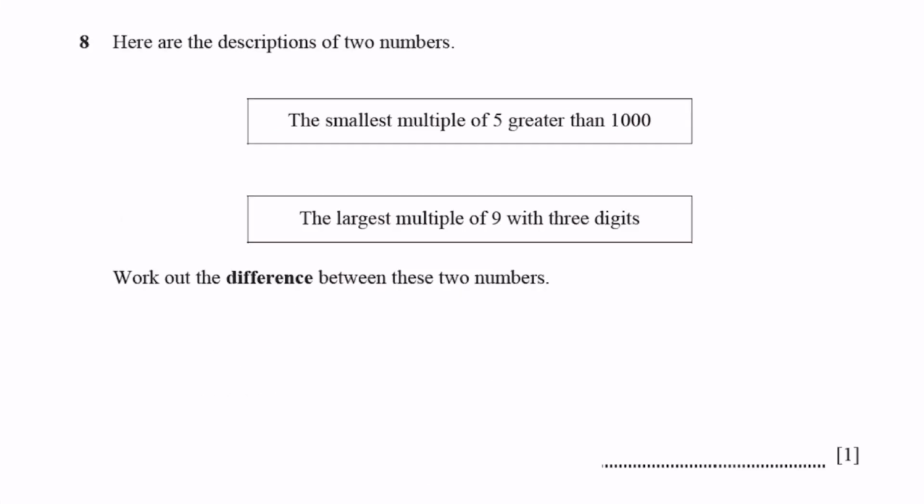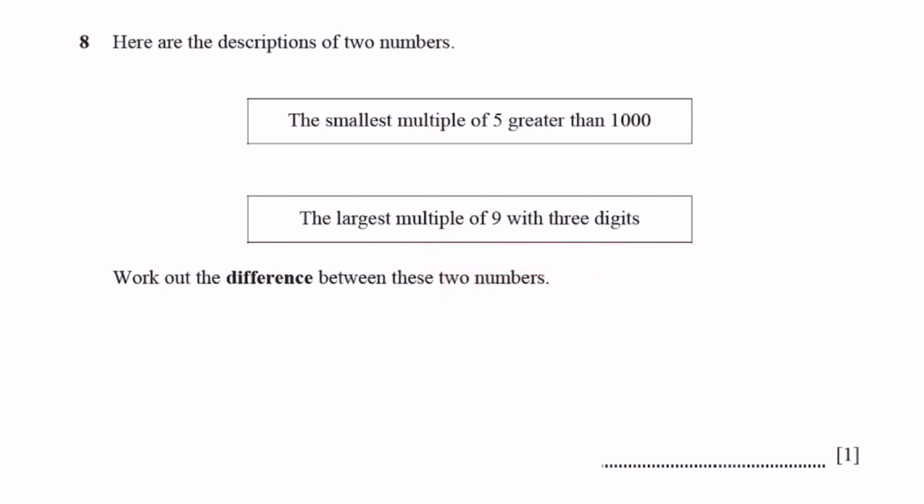Question 8. Here are the descriptions of two numbers. The smallest multiple of 5 greater than 1,000 and the largest multiple of 9 with 3 digits. Work out the difference between these two numbers. The smallest multiple of 5 greater than 1,000 is just 1,000 plus 5, which is equal to 1,005.